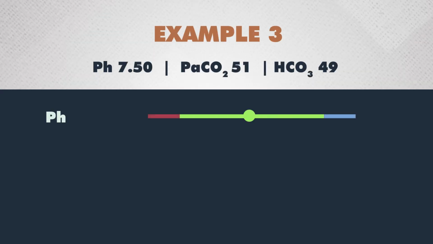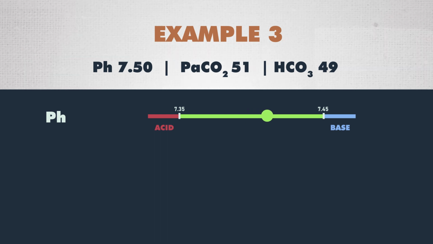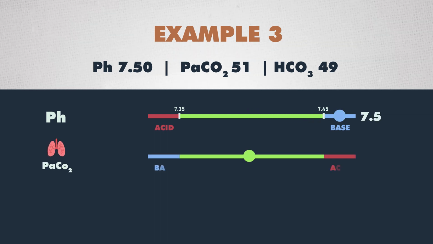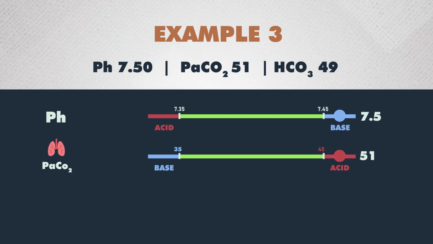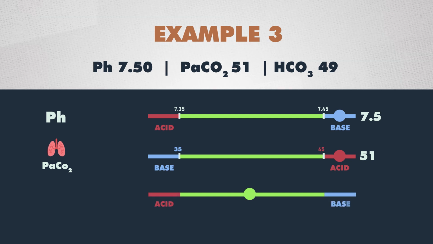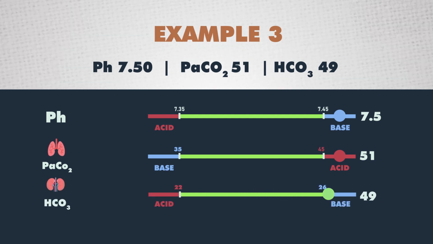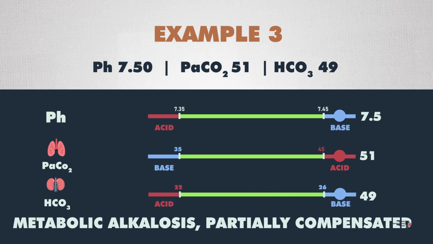Let's take another example. The pH value is 7.5, which is an alkalotic state. Since the pH and the PaCO2 of 51 are opposite, and the bicarbonate of 49 is alkalotic, this is a metabolic alkalosis. The body is trying to compensate by increasing the CO2, but this is just not enough to return the pH to normal. So this is partial compensation again.